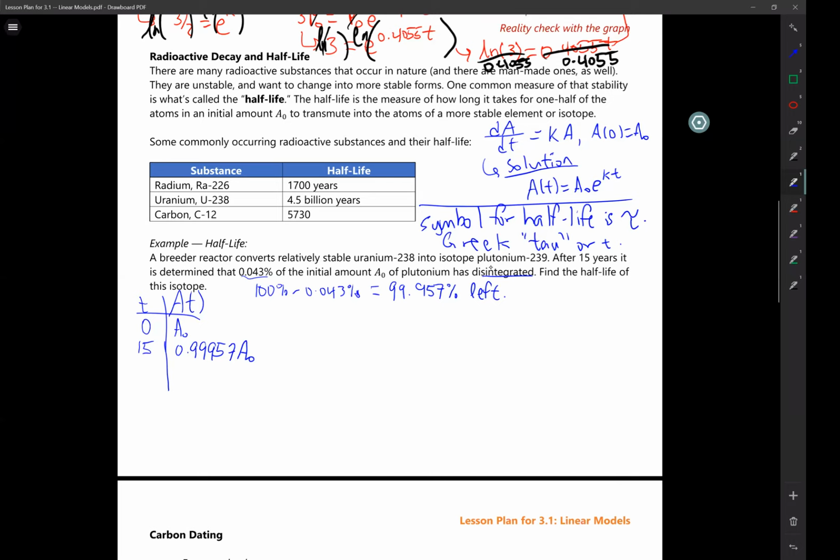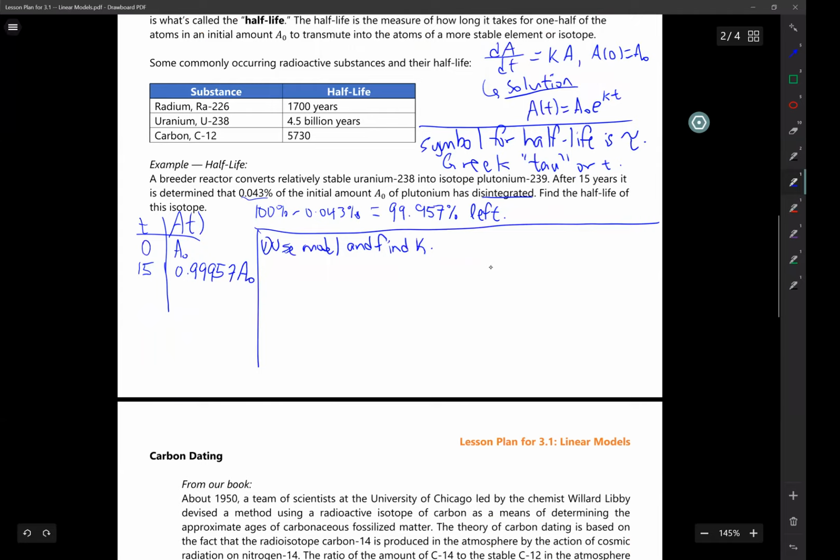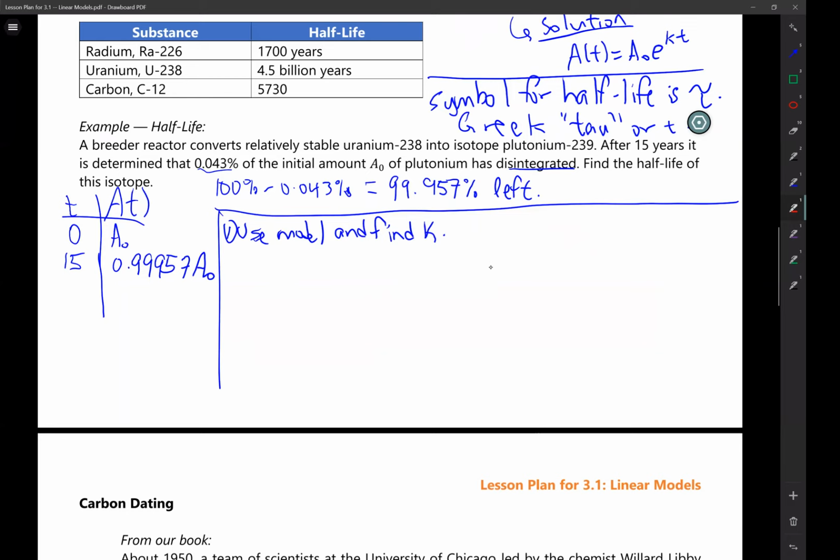Well, just like we did with the previous problem, use the model and find K. Man, I'm running out of room here, so I'm going to try to fit this in. So here's the model, the solution: A of T is equal to A naught e to the KT. Let's use 15 and 0.99957 A naught.